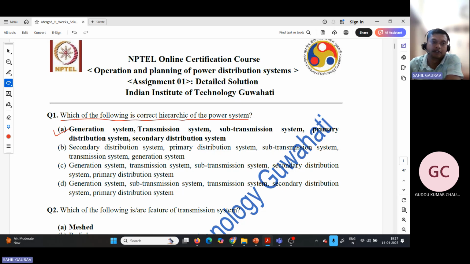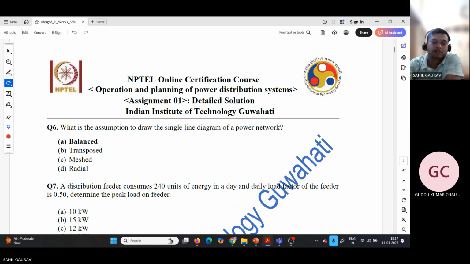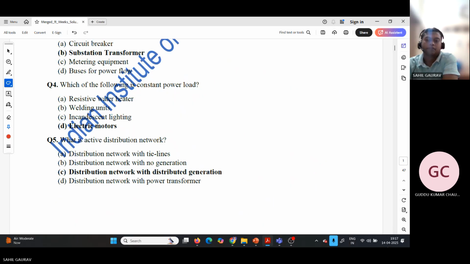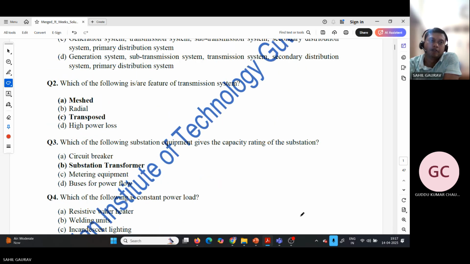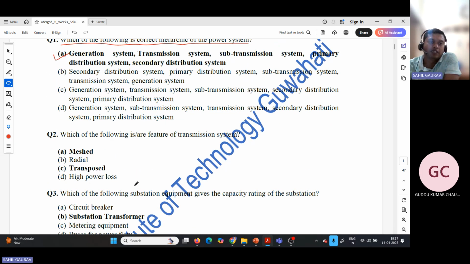In the second problem, which of the following are features of the transmission system? So it is multiple choice type. We know that the transmission system is of mesh type and it is of transposed type, while radial and high power loss are characteristics of the distribution system.